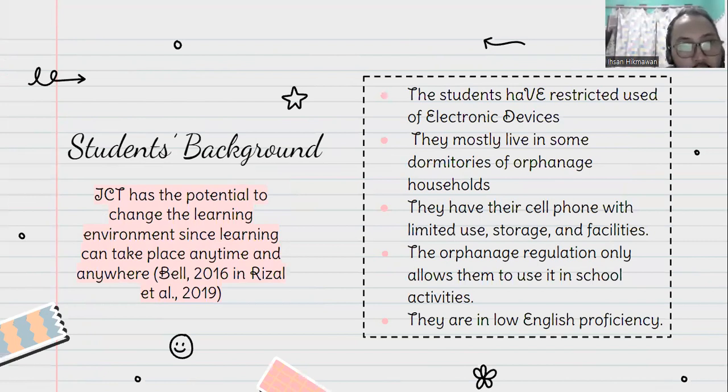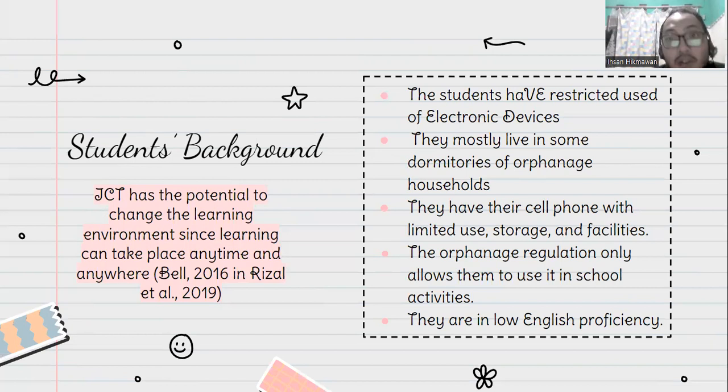Based on Bell 2016 and Errol 2019, ICT has the potential to change the learning environment since learning can take place anytime and anywhere. And because of that potential, it can possibly give a positive effect to students. However, the students have some issues regarding that.